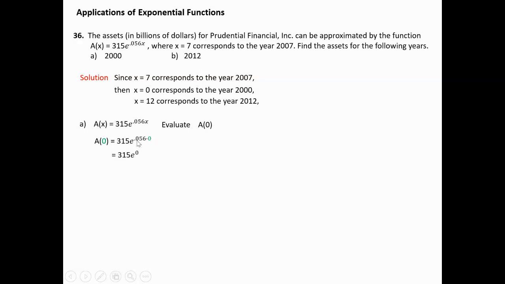So the answer will be: 0.056 times 0 will give us 0. E to the 0 will give us 1. 315 times 1 will give us 315. But it's in billions of dollars, so it'll be $315 billion.